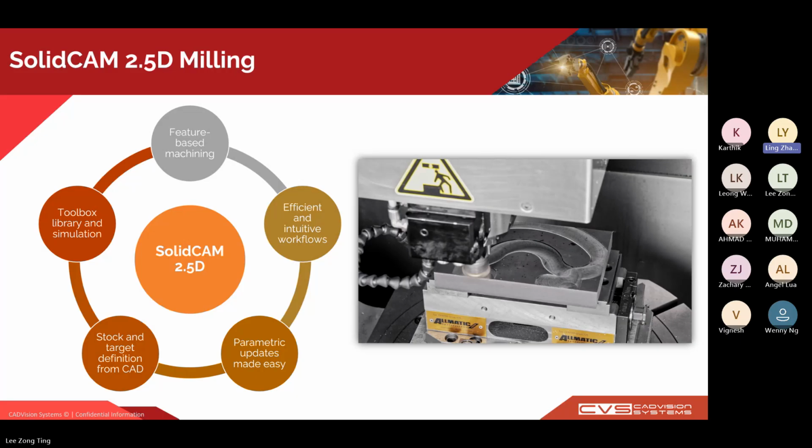And third, parametric updates made easy. As mentioned in the previous slide, any changes in the upstream design process, specifically in SolidWorks, you change the feature, you change the dimension, you change the model size, all this will instantly update your SolidCAM machining operation and help to rebuild your toolpath without requiring any human intervention.